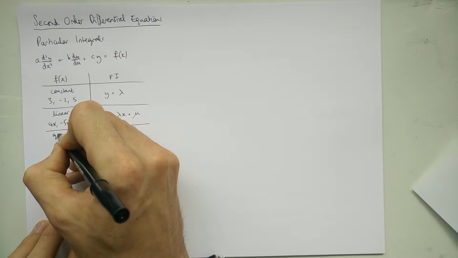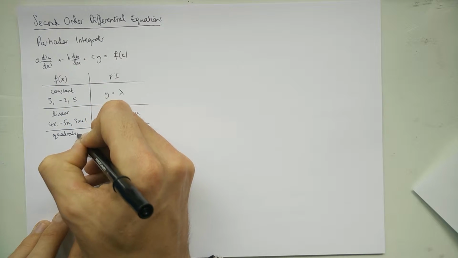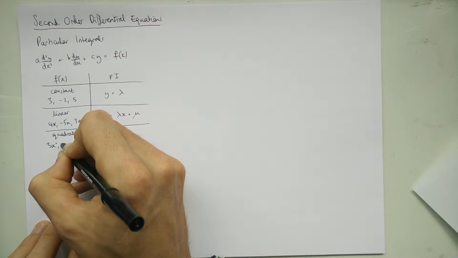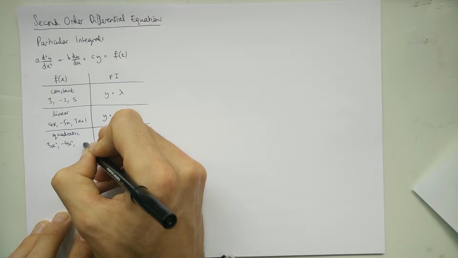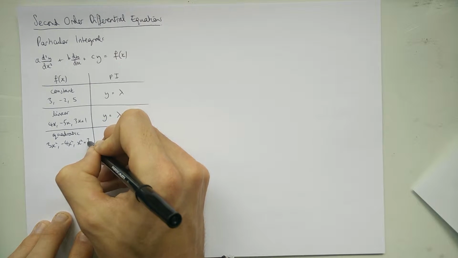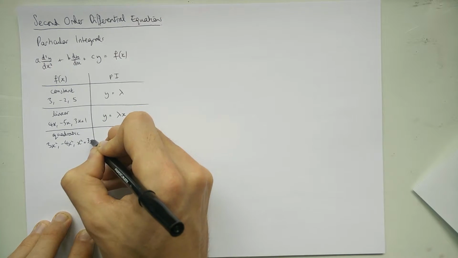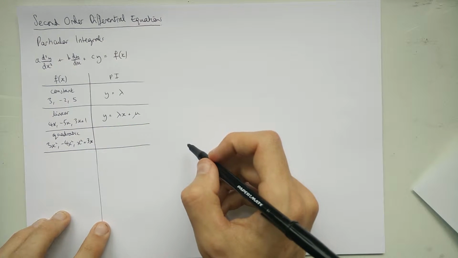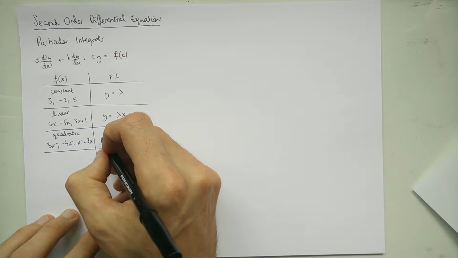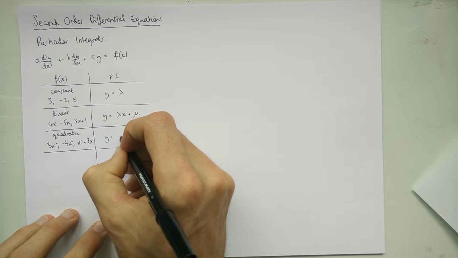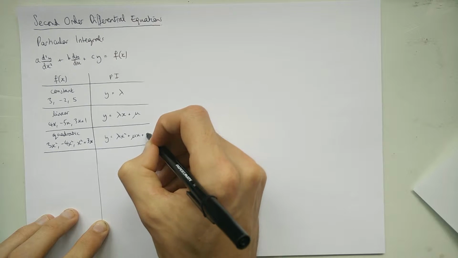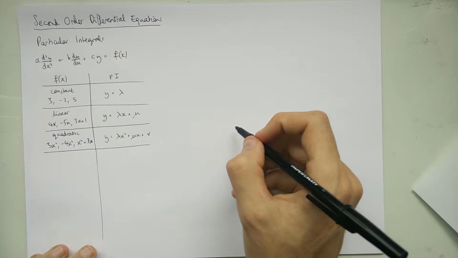Or maybe the function of x is a quadratic, so something like 3x squared, or maybe minus 4x squared, or maybe x squared plus 3x. It doesn't matter if it has lower powers or constants in there, as long as the highest power is a square, that's a quadratic, and the particular integral would be lambda x squared plus mu x plus this weird little v thing called nu.